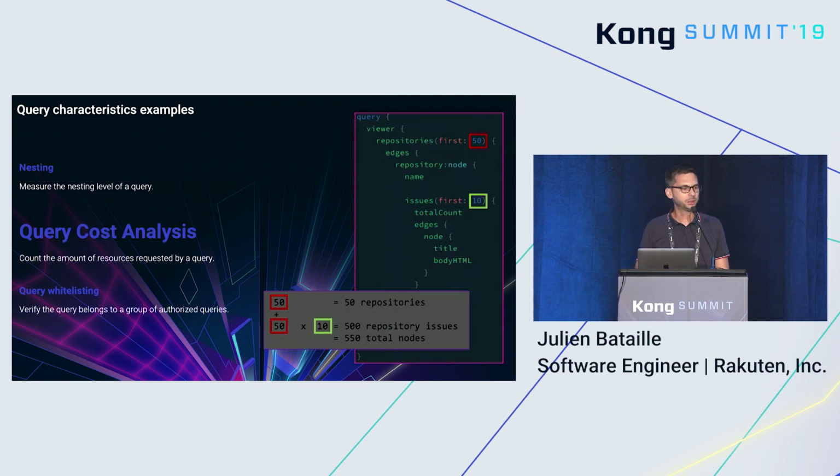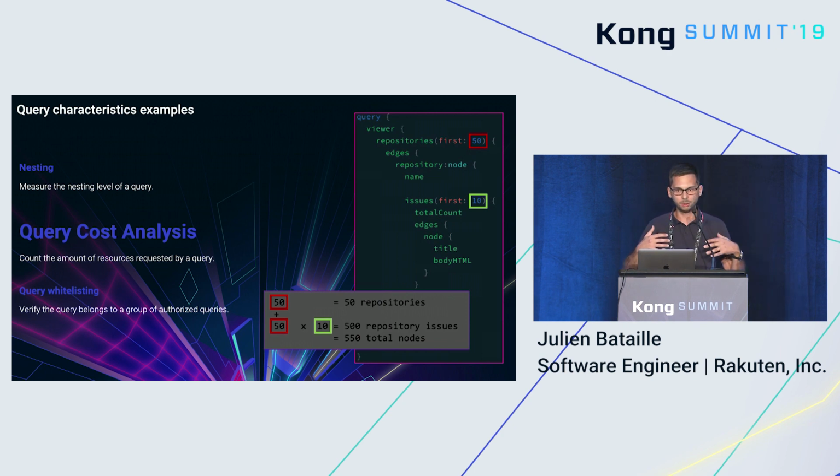The second one was actually addressed this morning in the keynote. It's the query cost analysis. This is where we want to measure the cost of a query by counting the number of entities required by the client. This example here is from the GitHub GraphQL API. The client is requesting 50 repositories from an account, and from each repository, the first 10 issues, for a total of 550 nodes. This is how GitHub implements rate limiting for their GraphQL APIs.